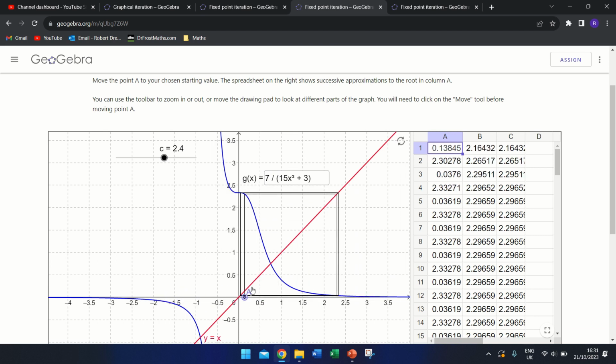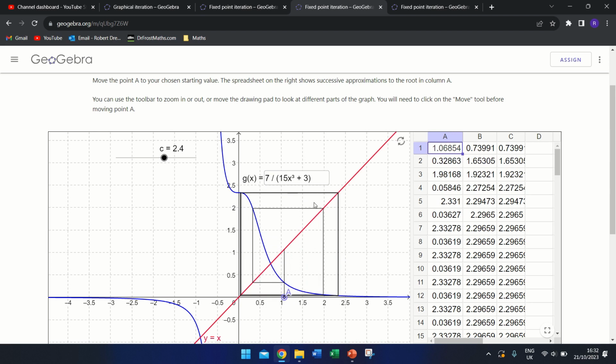I think it's because of this inflection point here that's causing this to happen. Although I guess if the inflection point weren't there, it would just spiral out of control, like the previous one did, and get bigger and bigger and bigger. So either way, it's not getting our solution. We're not narrowing onto this point here.